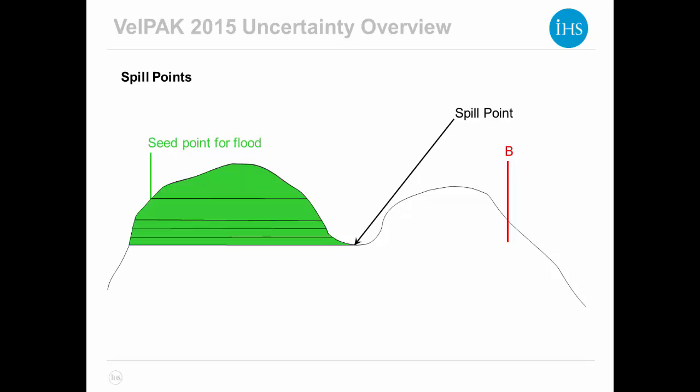The hydrocarbons spill or leak out, and they continue to migrate until they are trapped elsewhere. If the structure is filled to spill, then the spill point and value will vary from each depth realisation. VelPAK automatically calculates the spill point and calculates the height above surface accordingly.